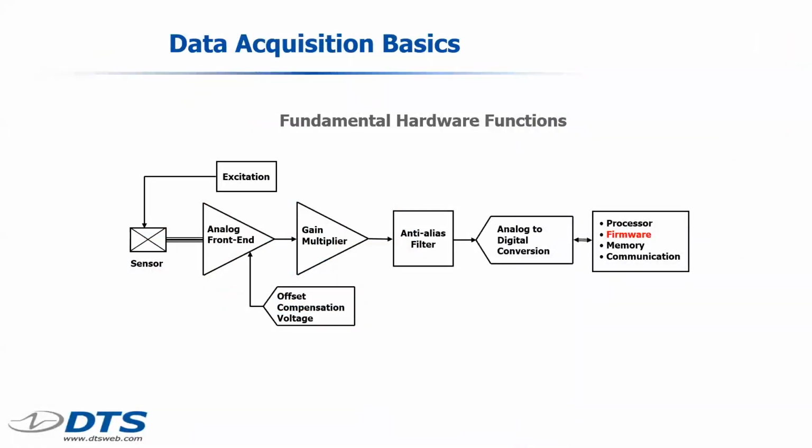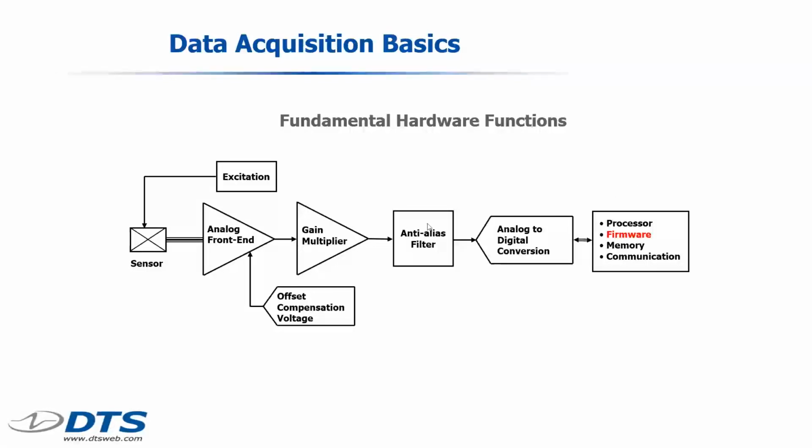So let's talk about the fundamental hardware functions in a data acquisition system. Again, we can reduce any data acquisition system to what I refer to as the signal chain. It starts with a sensor on the left. We have a power supply or an excitation source that supplies power to make the sensor work. We have an analog front end, which is typically a special amplifier called a differential instrumentation amplifier. Sensors aren't perfect, so we have offset compensation. Sensors put out small signals, so we need gain.